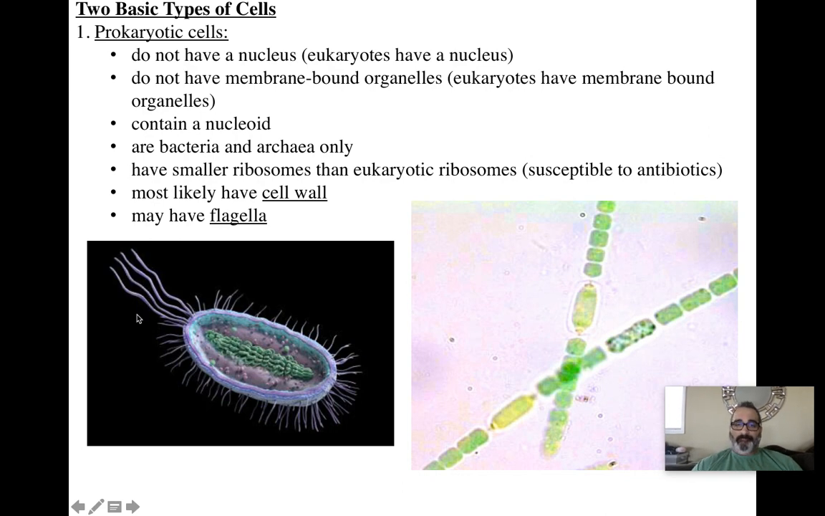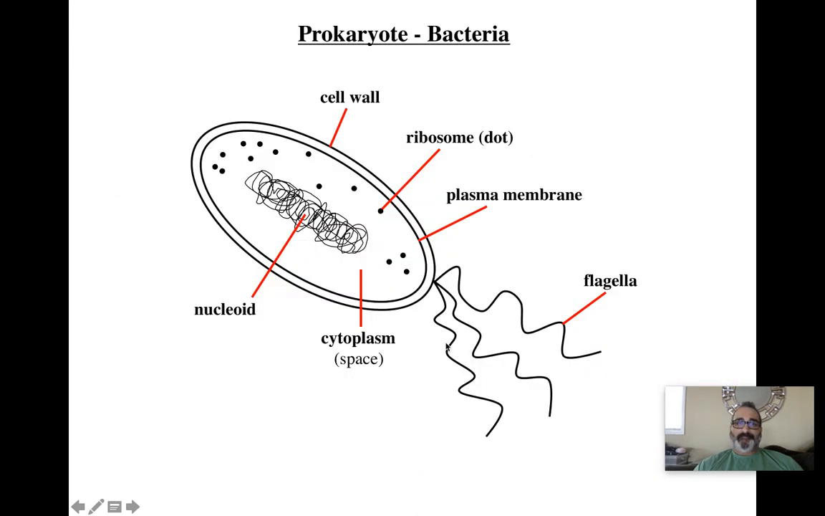Over here, I'm showing you bacteria that are green. There's a group of bacteria that are green called cyanobacteria. They're special prokaryotes that have chlorophyll, so they can do photosynthesis.